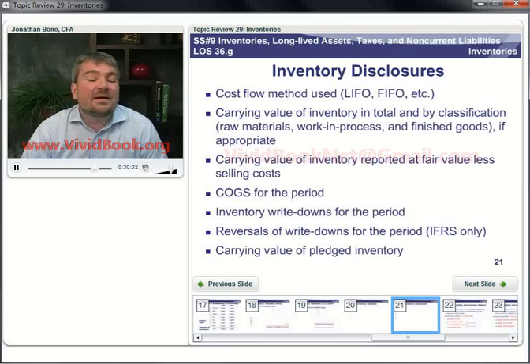The amount of any inventory write-downs for the period is going to need to be disclosed, and the amount of any reversals of past write-downs. Now, of course, that's IFRS only because you can't reverse write-downs under US GAAP. And then finally, the carrying value of any pledged inventory. This is essentially if you use your inventory as security on loans that you've taken out.